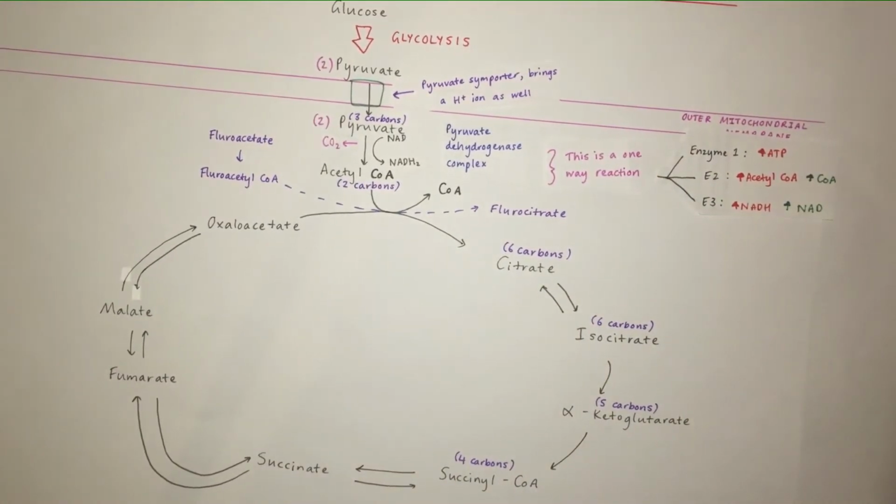So enzyme 1 is regulated by increased levels of ATP. Because it's a complex, there's actually 3 enzymes inside it. So that's why we're going through 3 different enzymes. As I said, enzyme 1, high levels of ATP will inhibit the pyruvate dehydrogenase complex. For enzyme 2 of the complex, increased levels of acetyl-CoA and increased CoA. So increased acetyl-CoA will inhibit, but increased CoA will promote the reaction to go forward and will stimulate enzyme 2, while enzyme 3 is inhibited by NADH, but is stimulated by NAD.